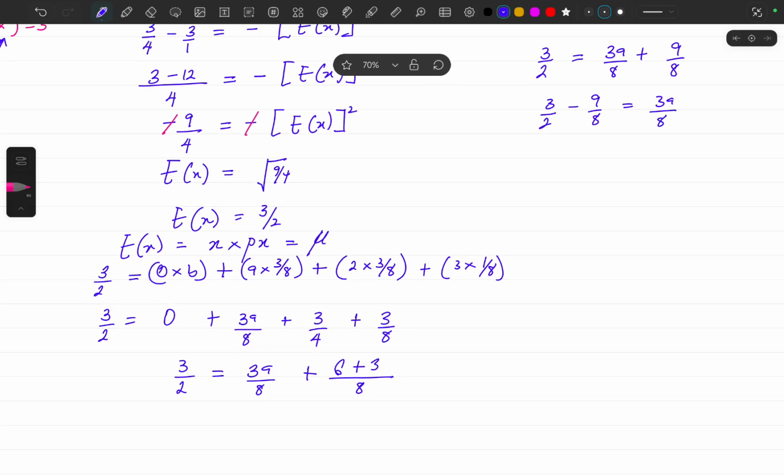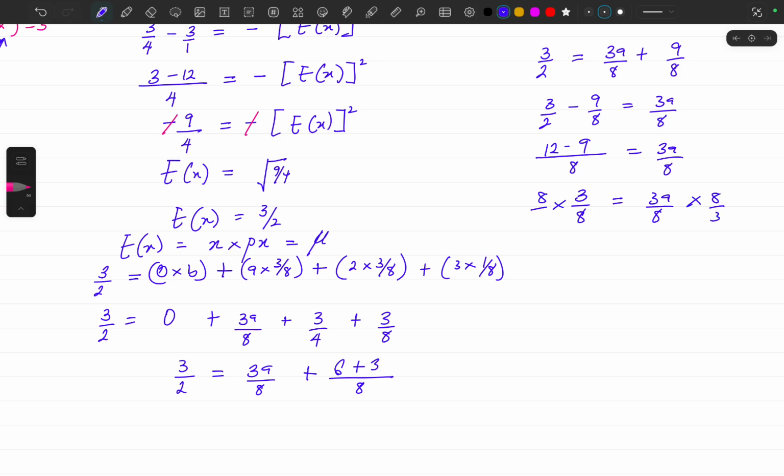So from here we can simplify this, guys. 2 in 8, that will be 4. That will be 12 minus 9. So 12 minus 9 will produce 3 over 8 equals 3a over 8. So I think if we multiply both sides by 8 over 3, so it's definitely a equals 1. There you go with the answer to that question.